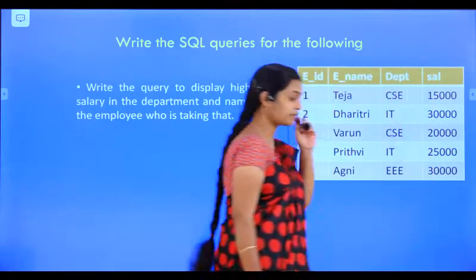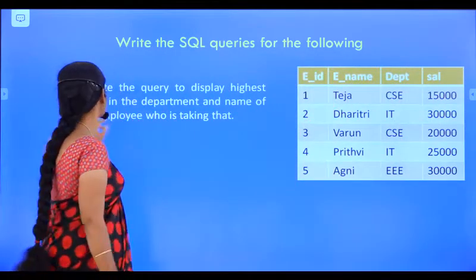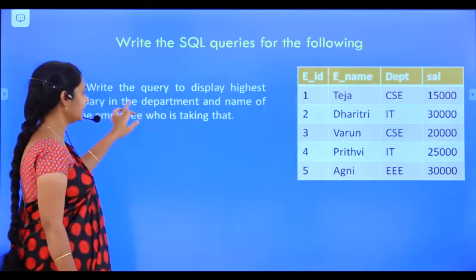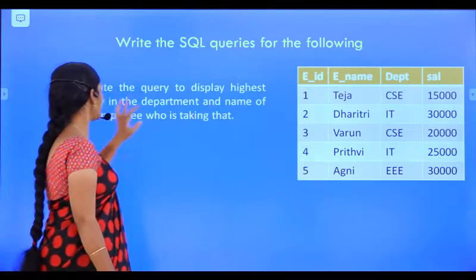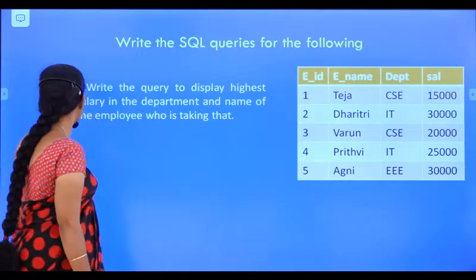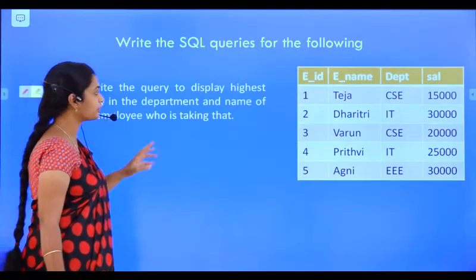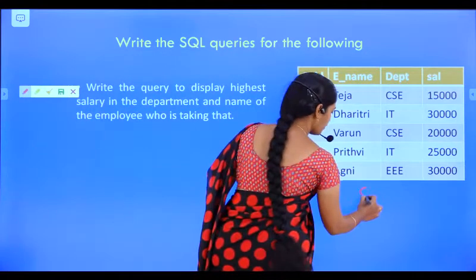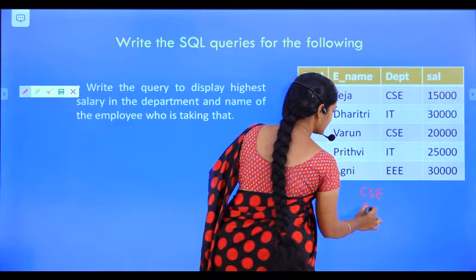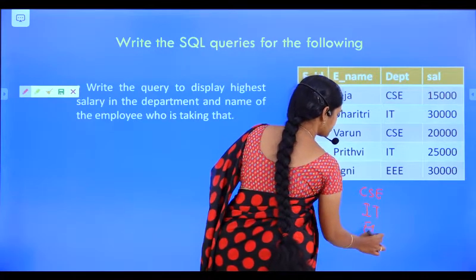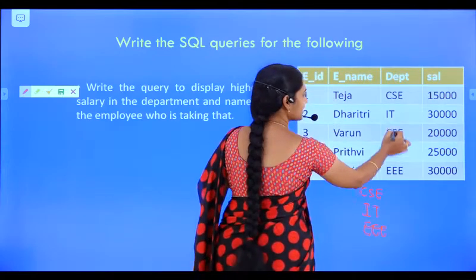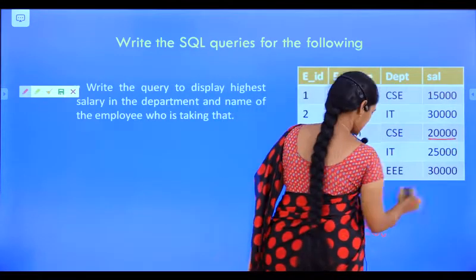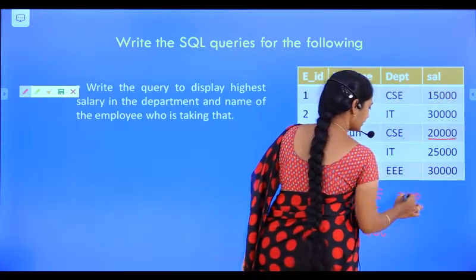We'll see the next query. What is the query here? You need to write a query to display the highest salary in the department and the name of the employee who is earning it. So I simply want to display the highest salary in every department. As we know, we have CSC, IT and Triple E. In CSC, which tuple has the highest salary? 20,000 is the highest salary.